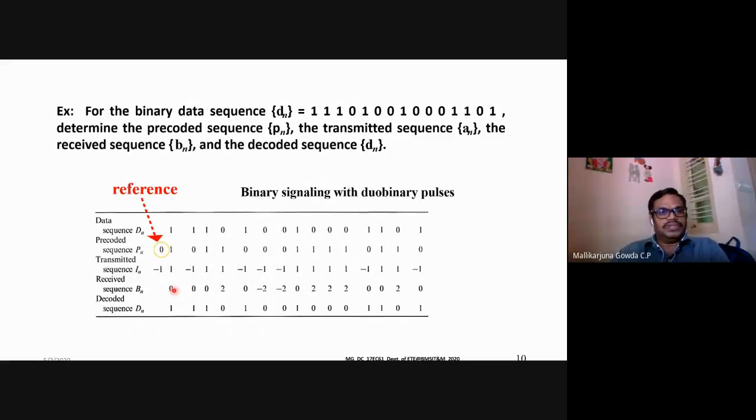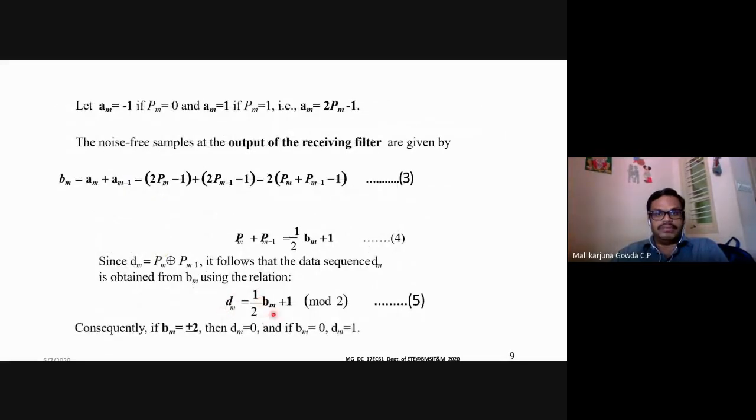So 0 by 2 is 0, plus 1, right? So 1 I will get. Similarly, here also I get 1. For this also I get 1. I hope it is clear. This is the value of bm. The formula is here: the decoded sequence is 1 by 2 bm plus 1. This is the modulo 2 operation, what I said, right?